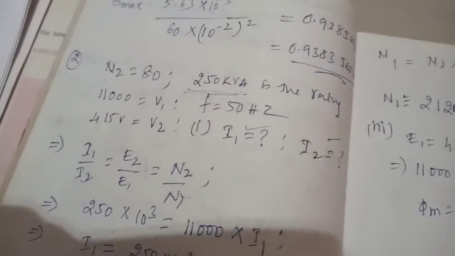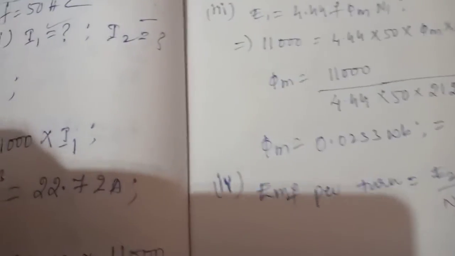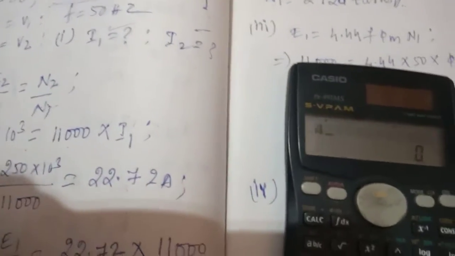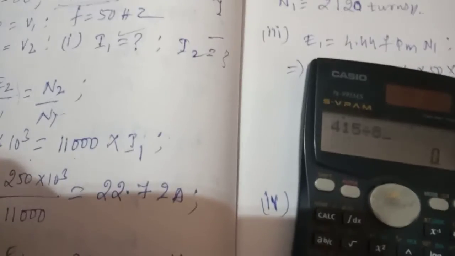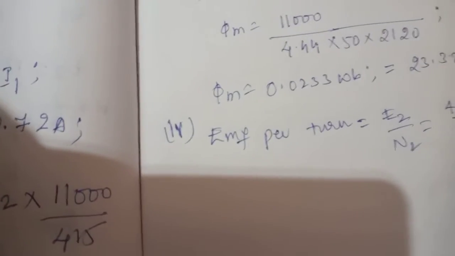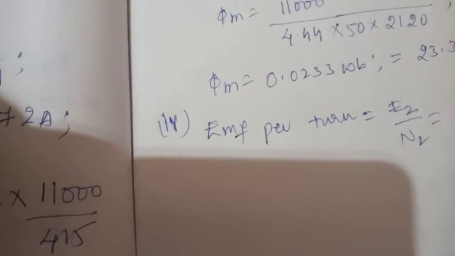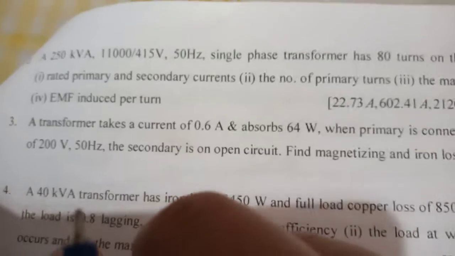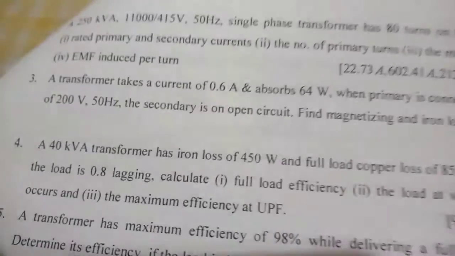How many turns are in the secondary? 80. So it comes to 415 divided by 80, which is 5.18 volts per turn. So this is all about the second problem. The second problem is solved. Now we shall see the third problem.